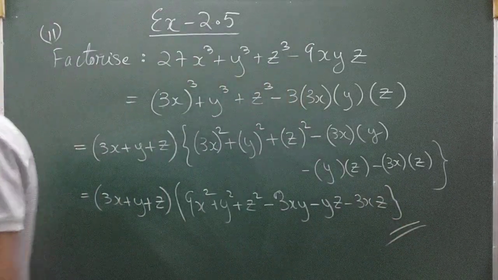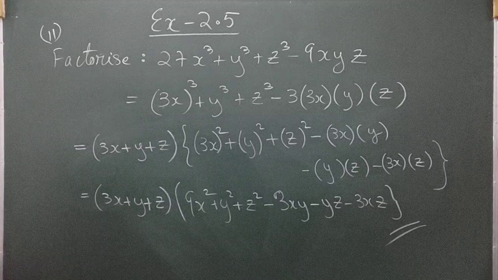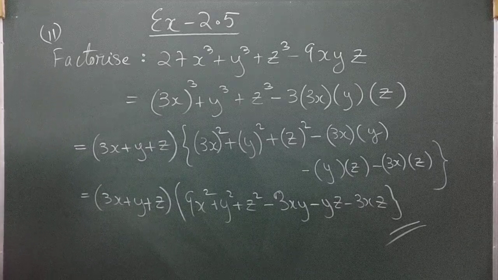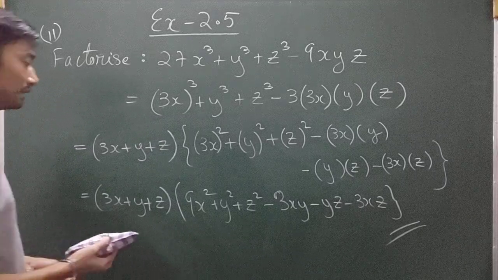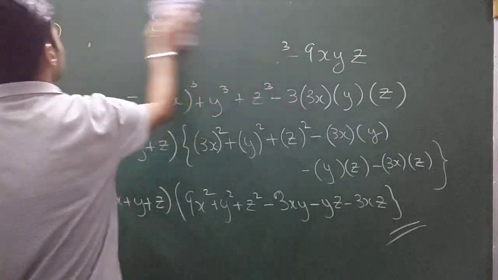So that is how you will be applying this identity in question number 11, with 3xy minus yz minus 3xz. That's how you will be applying this particular identity. Finish. You can pause the video there. Alright, then I'll move on.